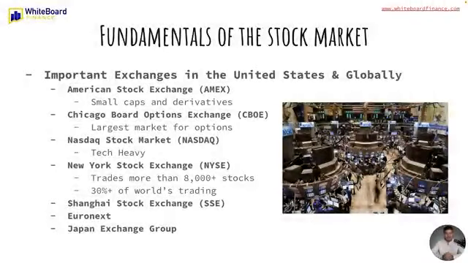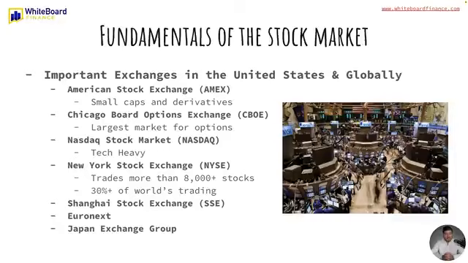So a lot of this is going to be familiar to you. So here's some important exchanges in the United States and globally. So in America, we have the American Stock Exchange, Amex. I'm sure you've heard of this. This trades small caps, which we'll talk about later in this video, small market capitalizations, that's what that means, and derivatives. We're going to be talking about the CBOE, which is the Chicago Board of Options Exchange. They're the largest market for options, which I'm sure you've heard of. And if you haven't, we'll talk about that.